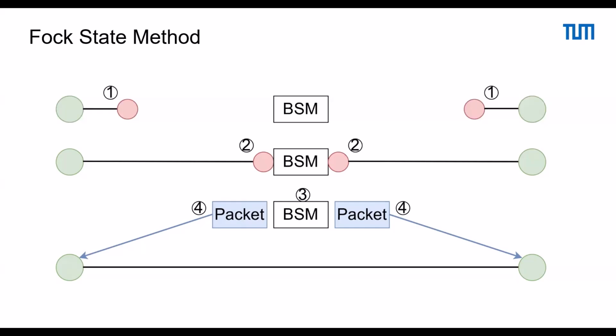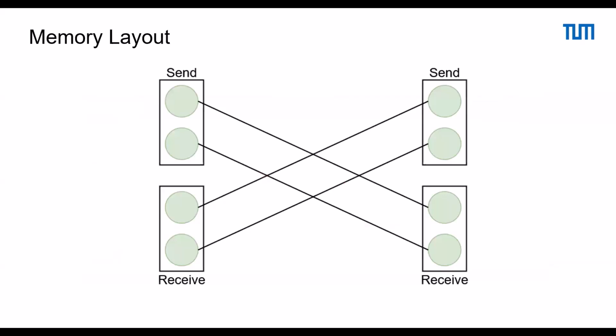In the Bell state measurement device, we basically want to have two qubits arriving at the device. In the Fock state one, only one. So how the atoms here are entangled is different depending on the method.